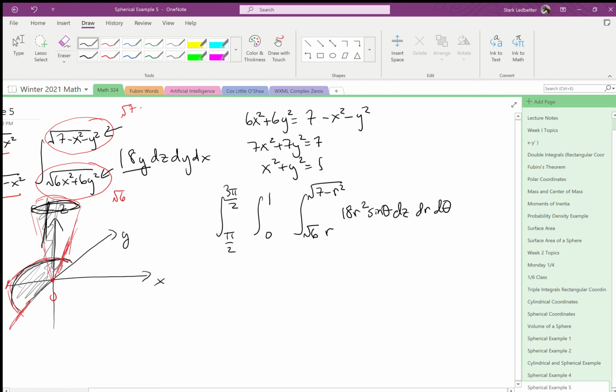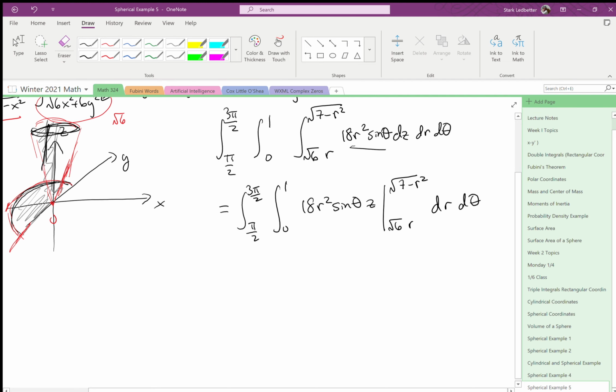Okay, so we want to integrate that, and let's just try it. So we got pi over 2 to 3 pi over 2, integral from 0 to 1. Integrate with respect to z first. There's no z's here, so that comes out as a constant, 18r sine theta, z going from root 6. You can maybe combine multiple steps in one here, but it's a little bit safer to write an extra one, so I'm doing that now. You can do it either way.